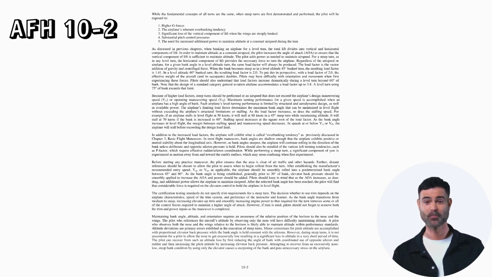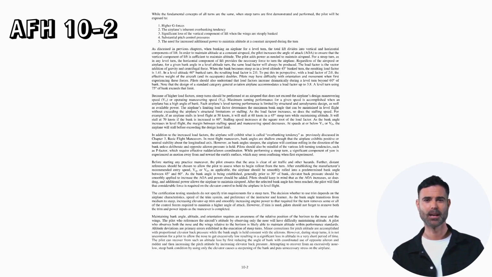Pilots should also be mindful of the various left-turning tendencies, such as P factor, which require effective rudder-aileron coordination. While performing a steep turn, a significant component of yaw is experienced as motion away from and toward the Earth's surface, which may seem confusing when first experienced.